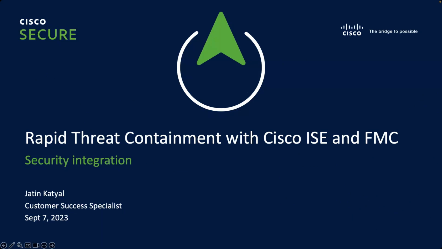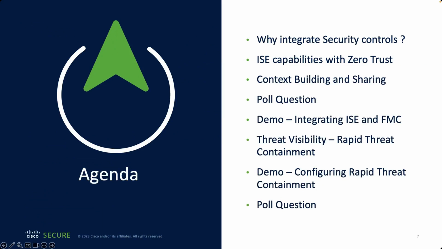So today we will talk about Rapid Threat Containment with Cisco ISE and FMC. With that said, let's talk about today's agenda. We will have a couple of poll questions, a couple of demos, and we'll also discuss why we need integrations with other security controls with zero trust, and how we can build context and share that context with FMC.